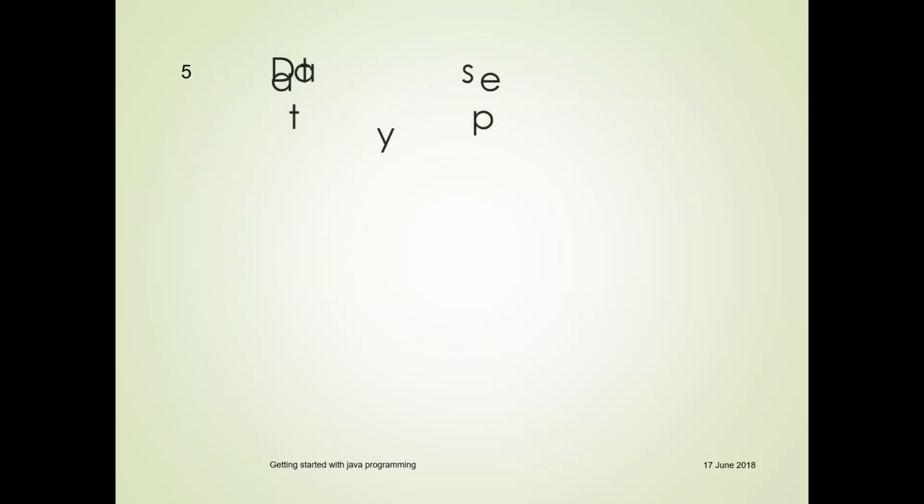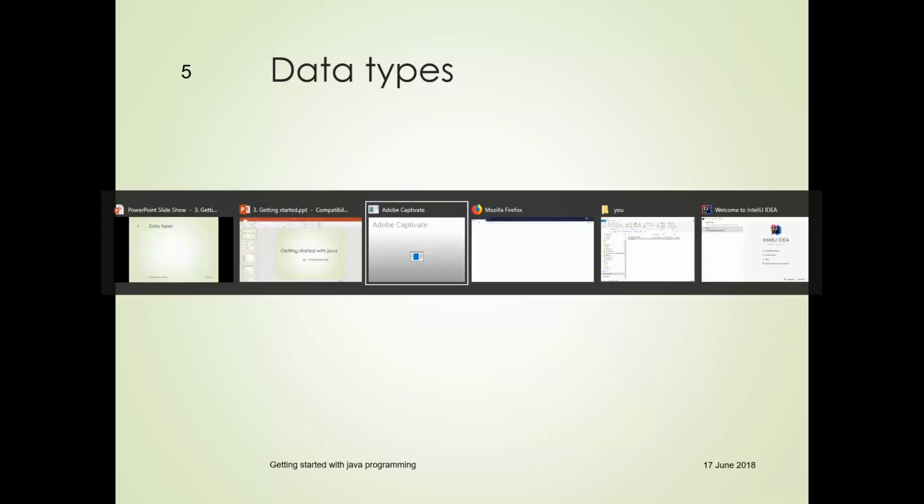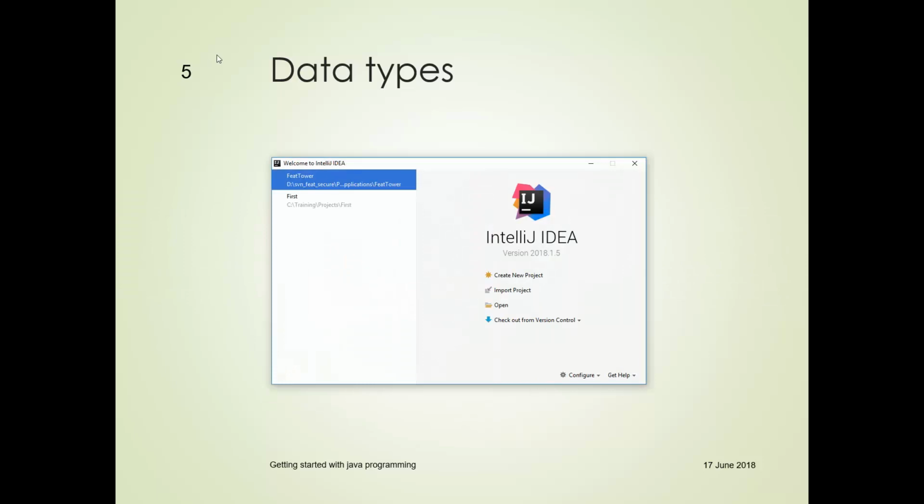Now before writing a program, we have to understand the data types. Okay, now what are data types? Let's see. So let's write a small program first in IntelliJ IDEA, and we'll understand what the data types are and how they are used. So I'm going to create a new project.